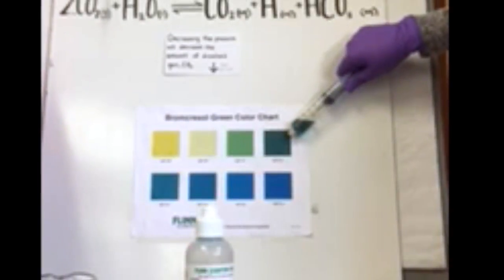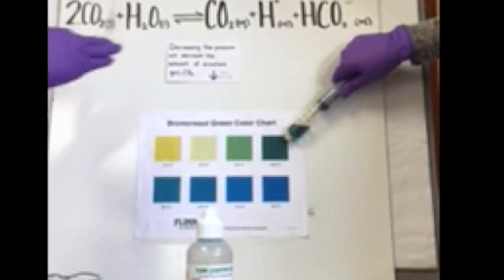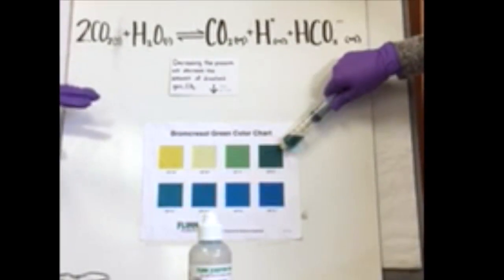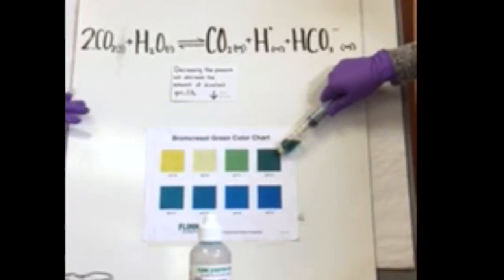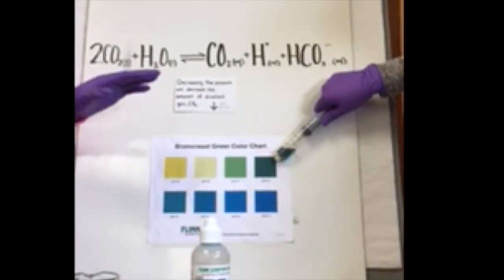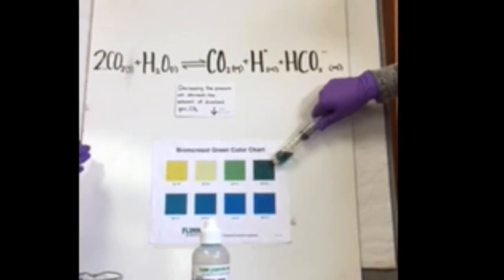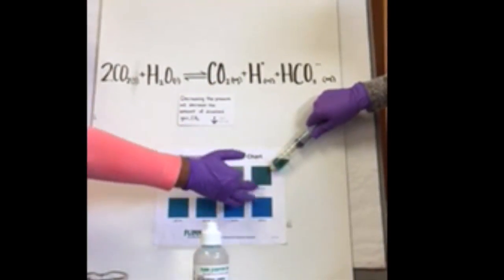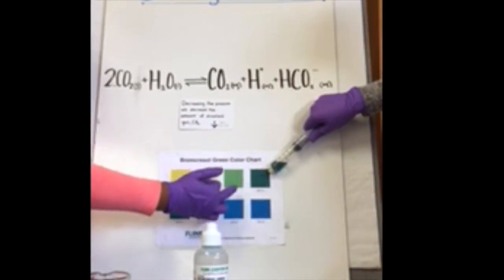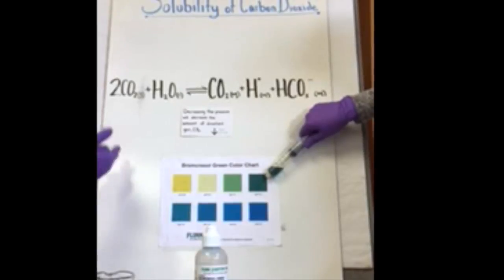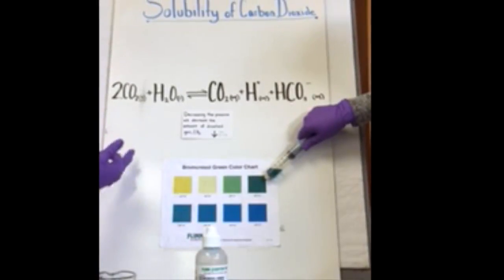And when we decrease the pressure, the equilibrium moves to the left. When we decrease the pressure, it goes toward the side with a greater number of gas particles. And when it goes to the left, it decreases the concentration of H+, which will in turn increase the pH. So that's how we saw the pH go from 4.2 to 4.4. And this is based off Le Chatelier's principle.